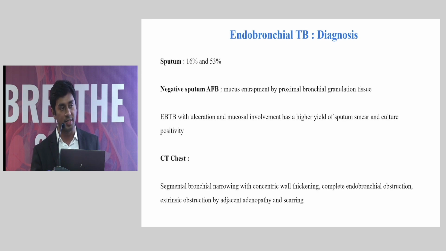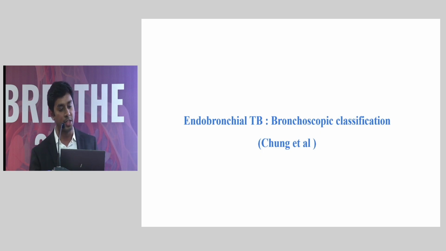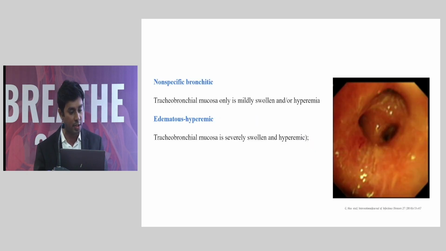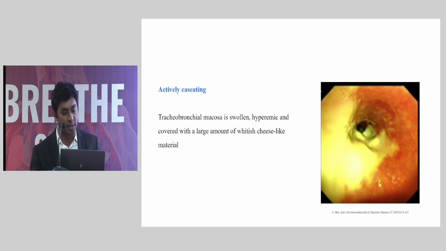But having said and done, the only modality which can confirm the presence of an endobronchial TB is your bronchoscopic method. In bronchoscopy, you can have multiple varieties of presentation. It can be a non-specific bronchitis where the tracheobronchial tree is only mildly edematous. Sometimes you can have an edematous and hyperemic variety where there is both edema as well as increased vascularity in the airway.